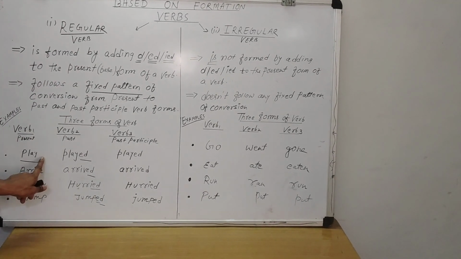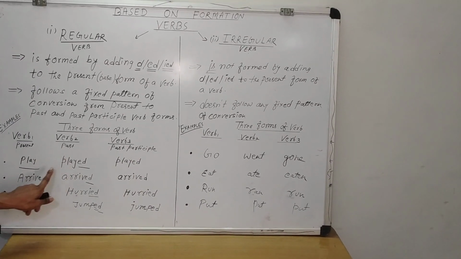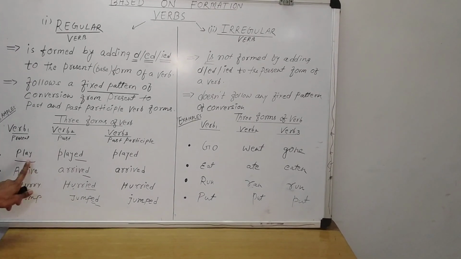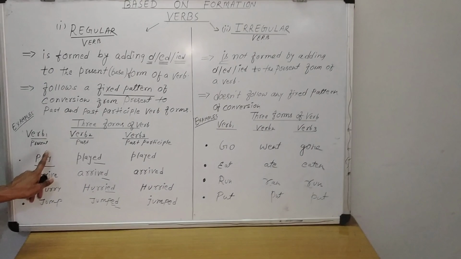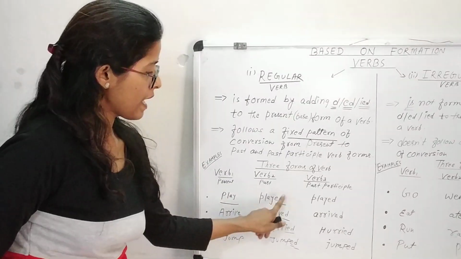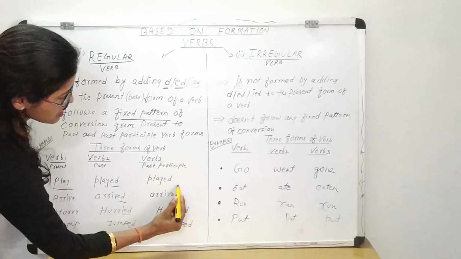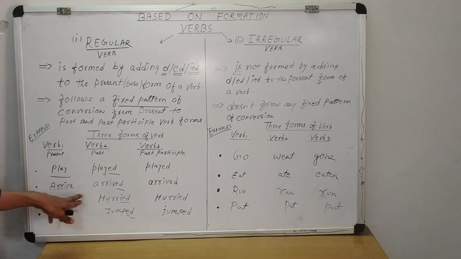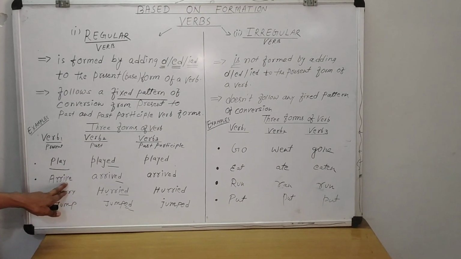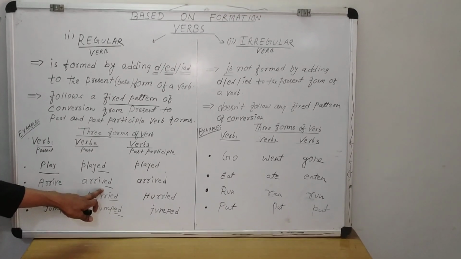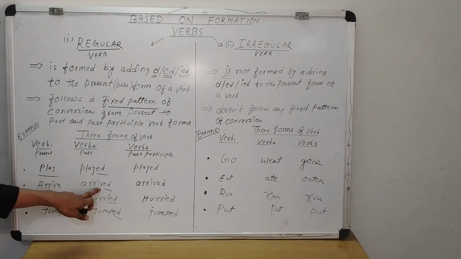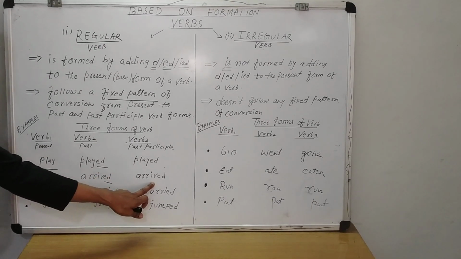So, how has play been converted into past? If you add ed to the present form of the particular verb, it becomes past, and the same here in the past participle also. Here how has arrive been formed? It has been formed by adding ed to its base form. Again, this will continue in the past participle.